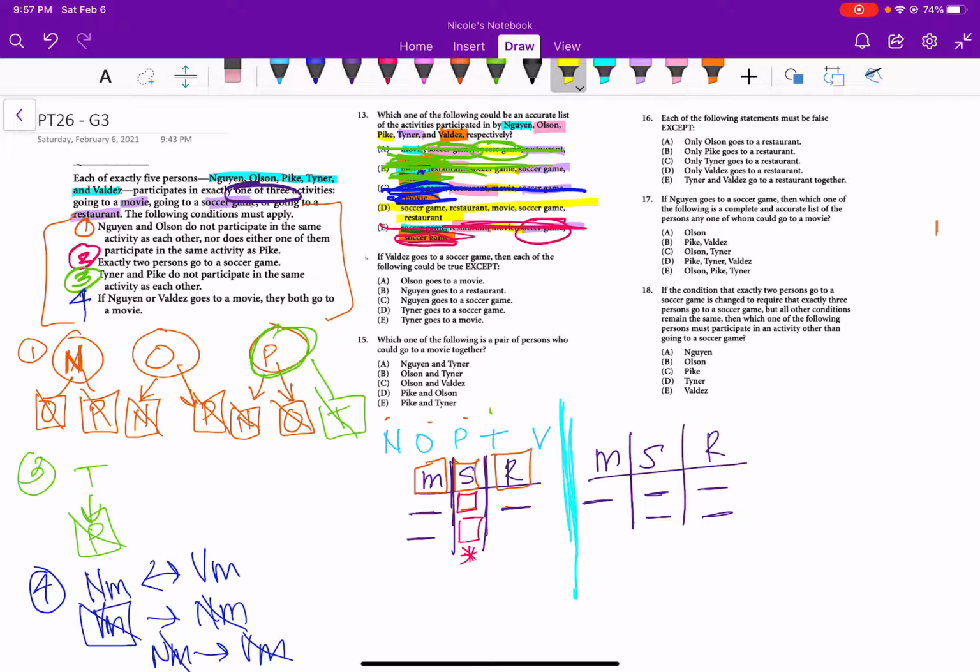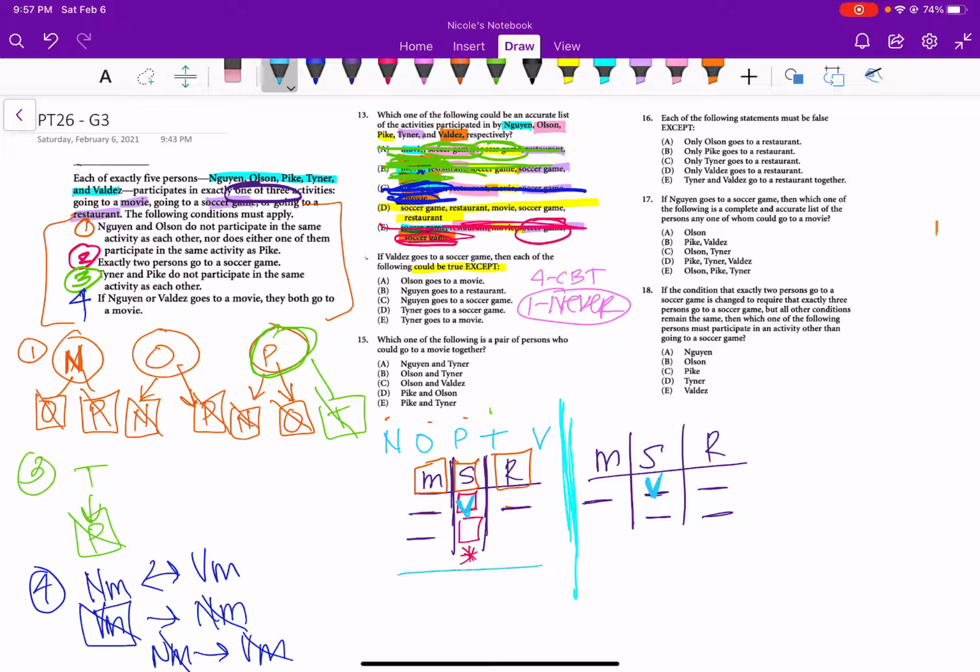All right, number 14. If V goes to a soccer game, then each of the following could be true except. So this means that 4 of these answer choices could be true, and 1 could never be true, and that's the one we're looking for, the one that could not happen. So if V goes to a soccer game, I'm going to go ahead in my worlds and just put a V here and a V here.